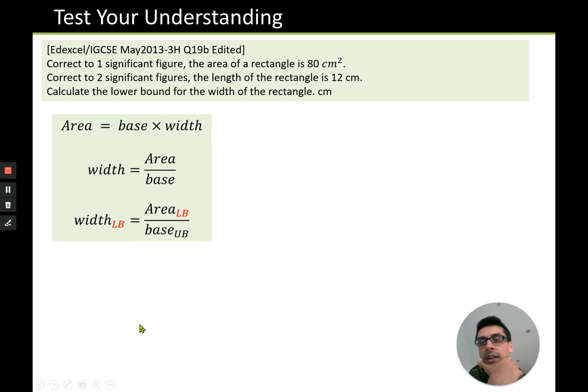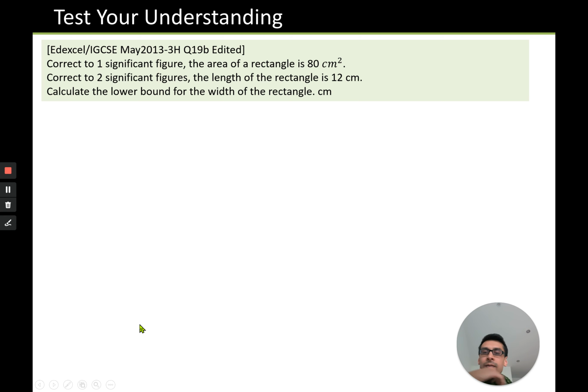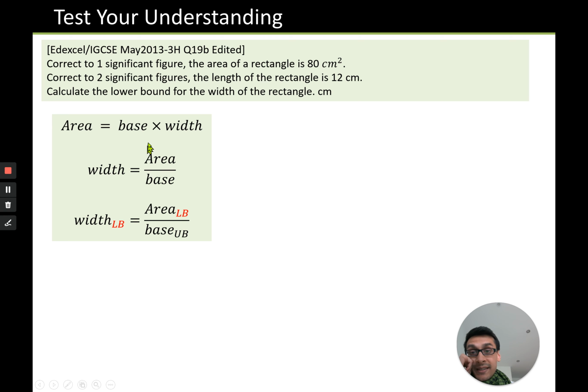Okay, I'm going to go through the answers here. We know that the area is the base times the width. That hasn't been given to us, but we know that. You're going to need to rearrange this into width equals area over base because we don't know what the width is. We're going to work out the bounds.